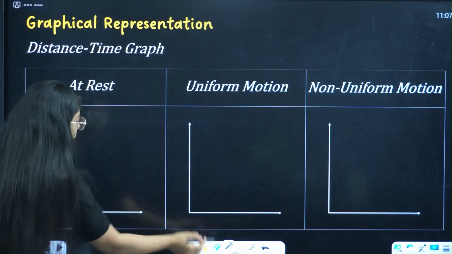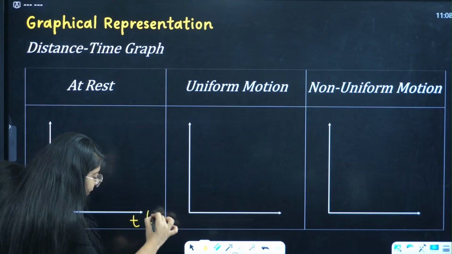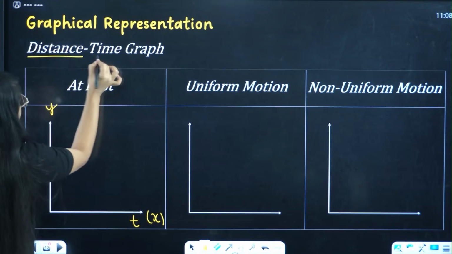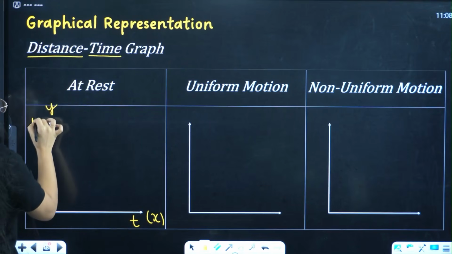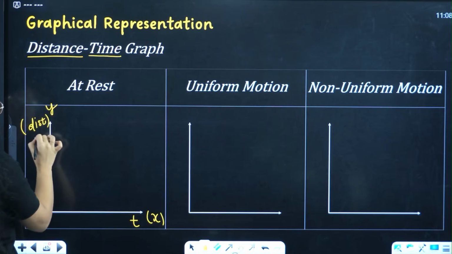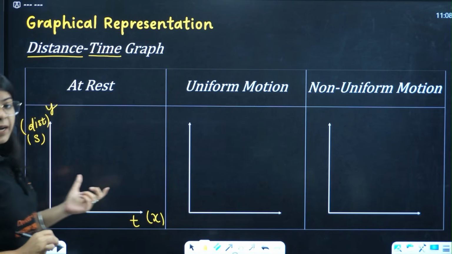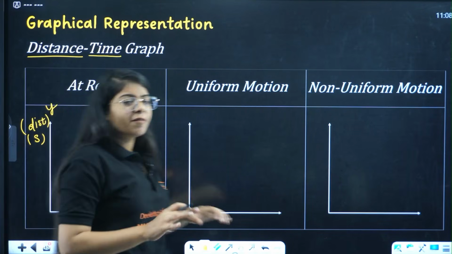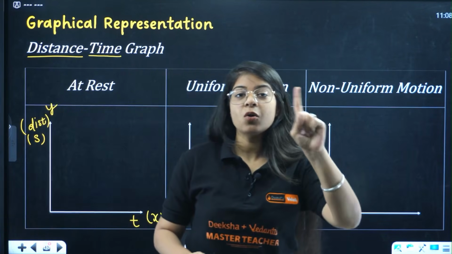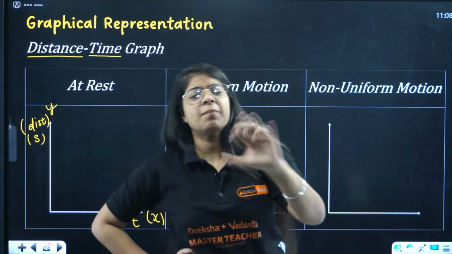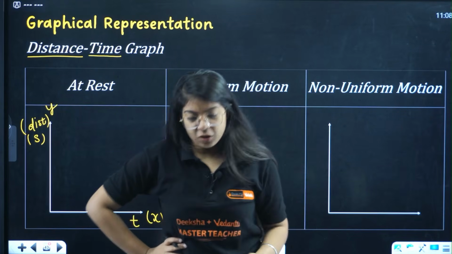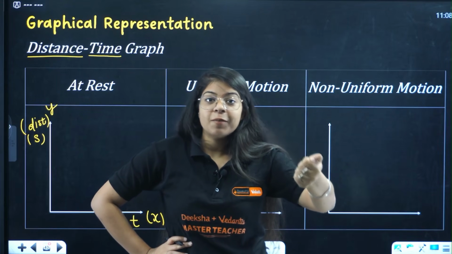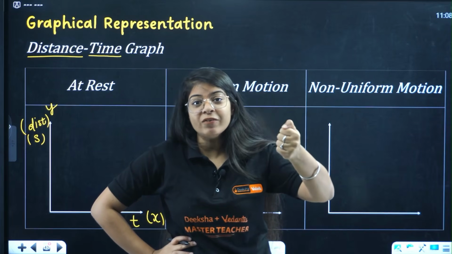Okay. Now, on the x-axis, we will have time. On the y-axis, since it's a distance-time graph, we will have distance, which I will write as s. Now, let's say you have a stopwatch and a bicycle. You are sitting on the bicycle and you start the stopwatch, but you don't move. Then what do you say? I am at rest. You are not moving, but the time is moving.